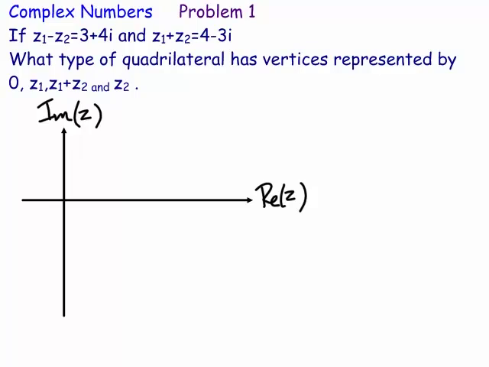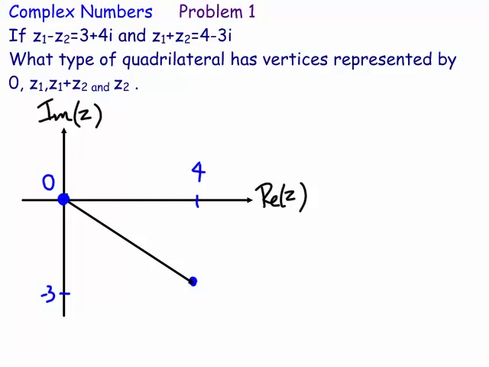4 minus 3i would be, let's have a look, somewhere down here. This is going to be 4, minus 3i. I'm going to represent this complex number point by a vector. Let's mark in the origin, we know obviously the origin's over here at 0.